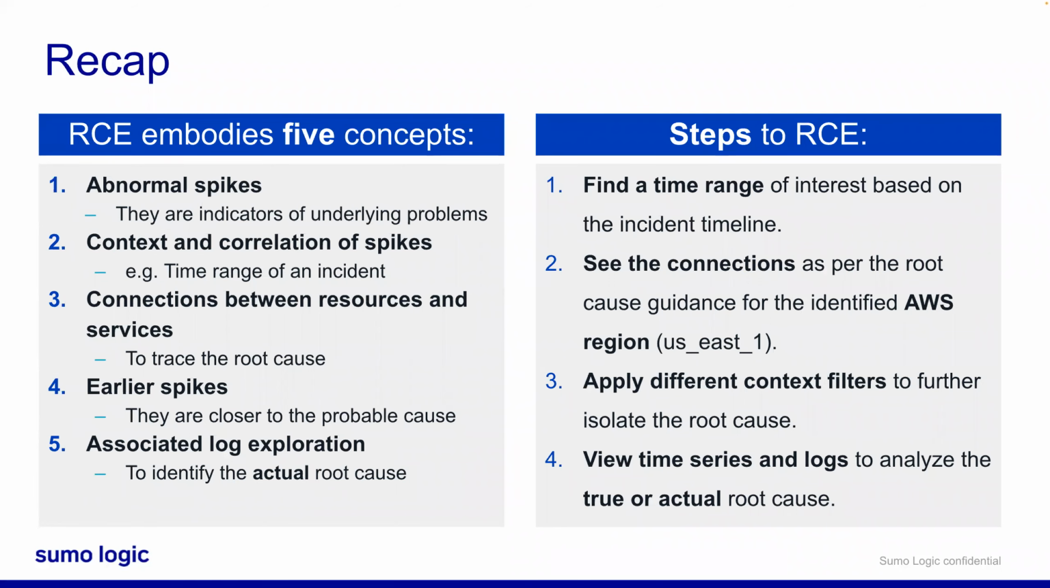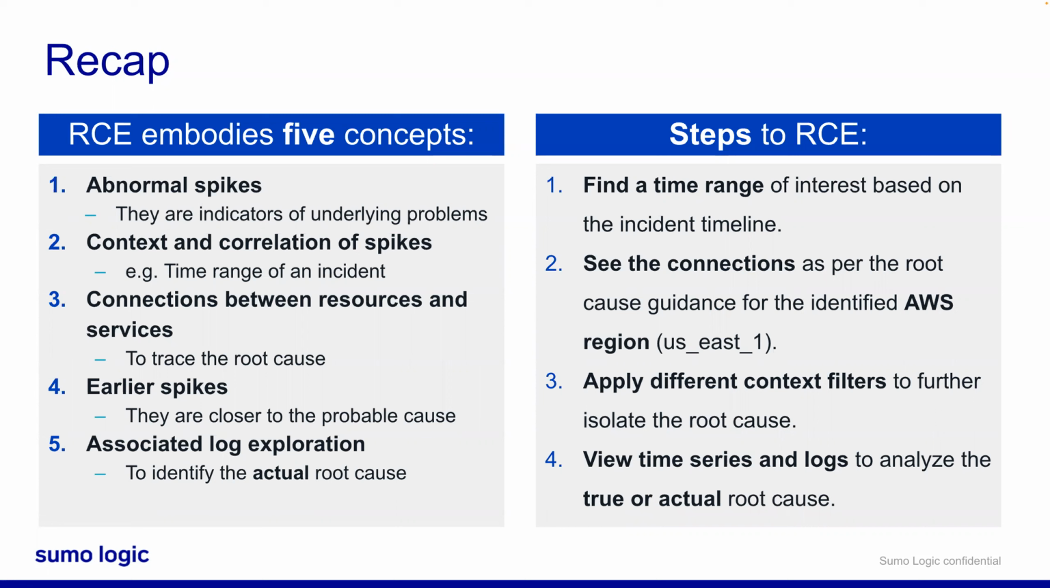So RCE, or Root Cause Explorer, as we refer to it, embodies, as it's chosen on the left-hand side of the screen, essentially 5 concepts. Abnormal spikes. Abnormality is always kind of an indicator of something, typically underlying problems. It doesn't always have to be a problem. An abnormal spike can be a good thing. If it's sales data, a spike in sales data is good, but there's usually something to it.